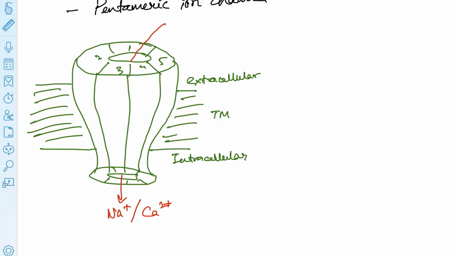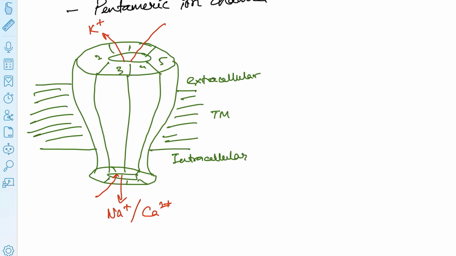Apart from these sodium and calcium ions, it can also cause efflux of another type of ion. This is also a cation, basically a potassium ion. But the prevalence of efflux of potassium ions is very less compared to the influx of sodium and calcium ions. Just for the information, you have to know that it can cause influx of some cations, as well as, to a smaller extent, efflux of certain ions.